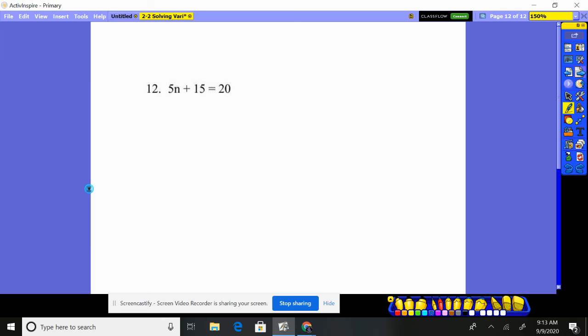And here's our final one. 5n plus the number 15 equals the number 20. So how am I going to undo that adding 15? I'm going to subtract 15 from both sides of the equation. That keeps things balanced. If you have a balance and you pull 15 off this side, you better pull 15 off that side. That's why this is allowed to be done, because you're keeping everything equal still.